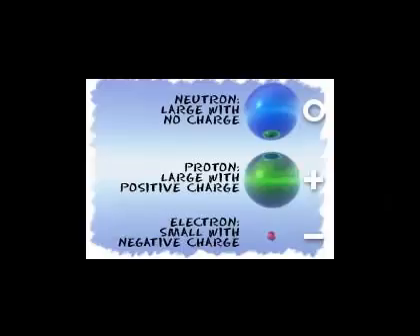Atoms are made up of particles called neutrons, protons, and electrons. The neutron is a large particle that has no charge, or a neutral neutron. We also have protons, which is another large particle that has a positive charge. And we have electrons that are small particles with a negative charge.